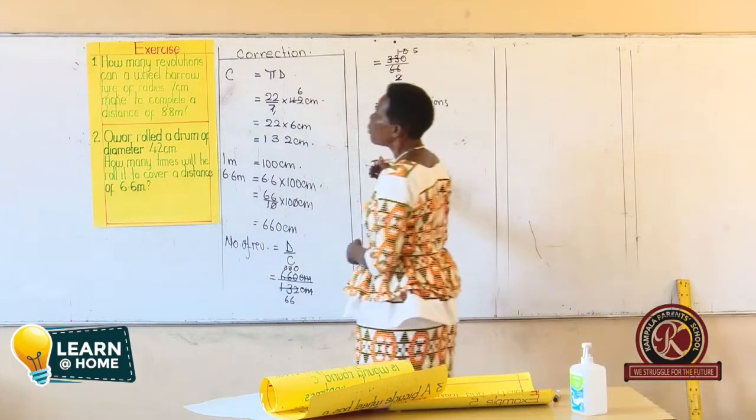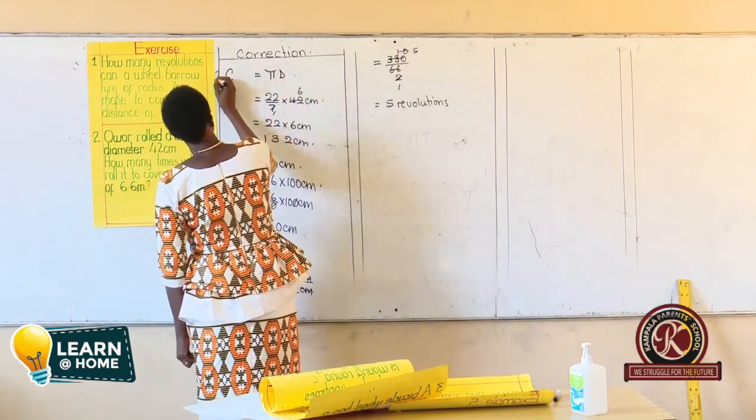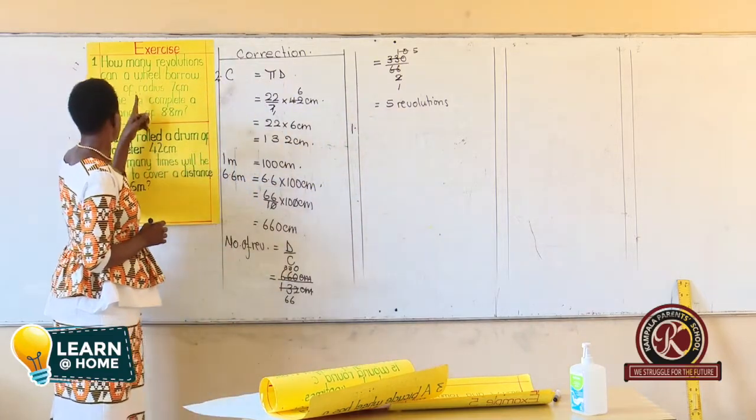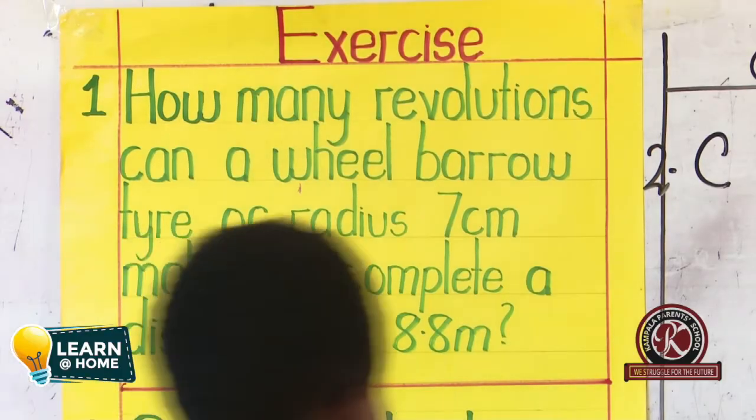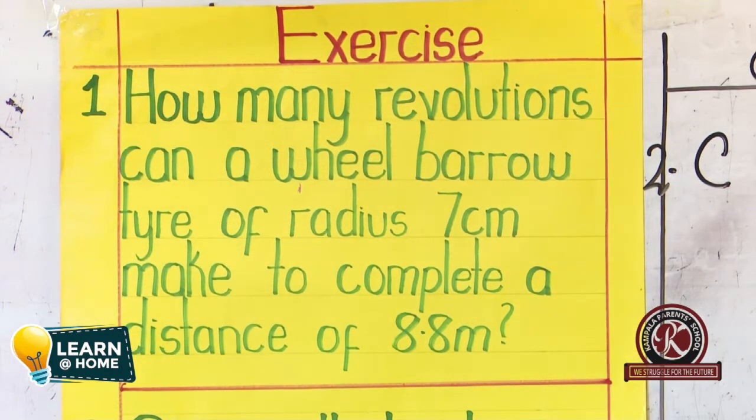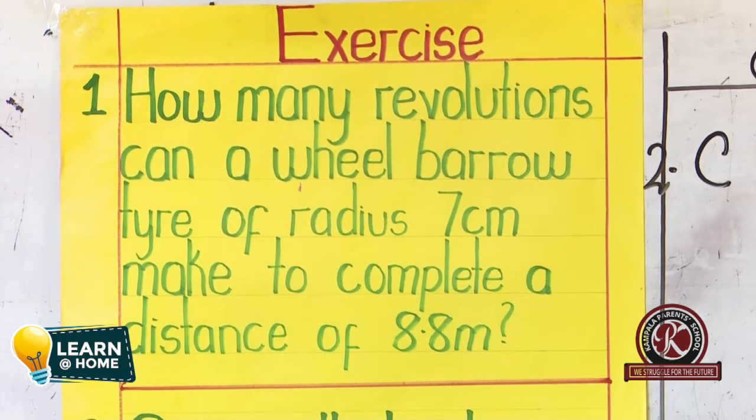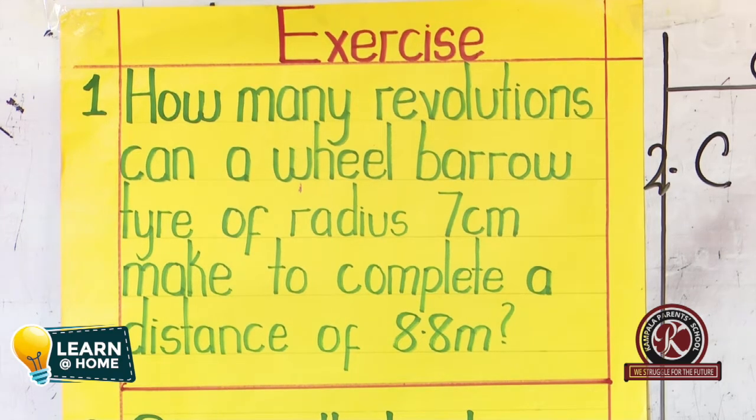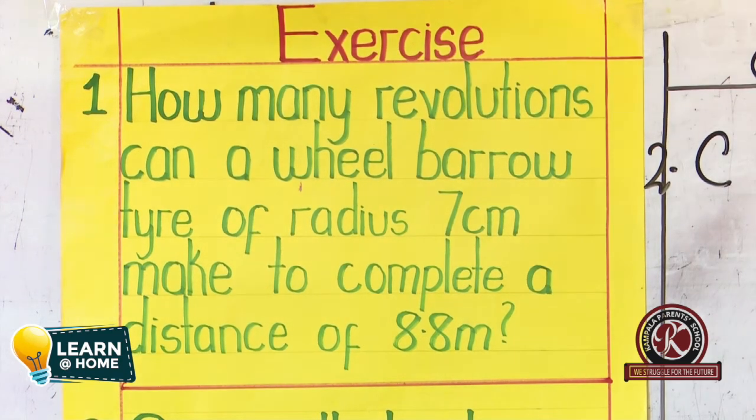Now we go to number 1. I'm writing here number 2. Here is number 1 because I started with number 2. Number 1 is saying, how many revolutions can a wheelbarrow tire of radius 7 centimeters make to complete a distance of 8.8 meters? The way we have done this number is exactly the way we are going to do number 1.